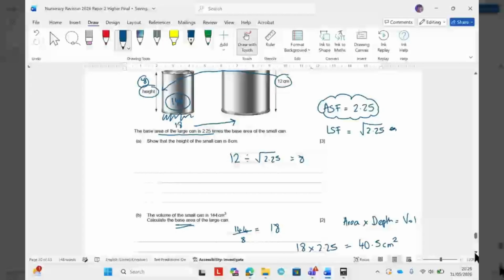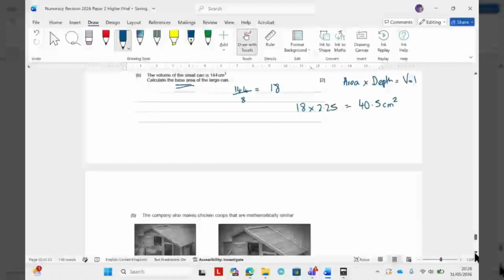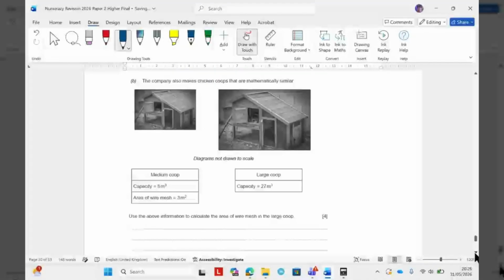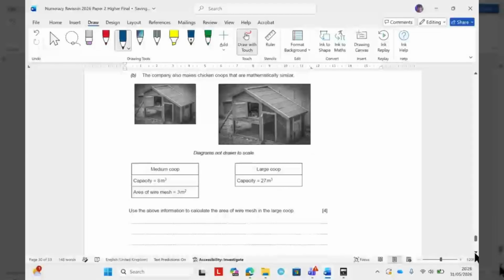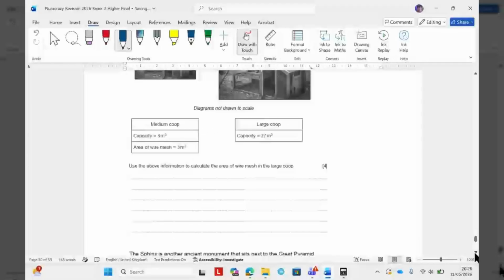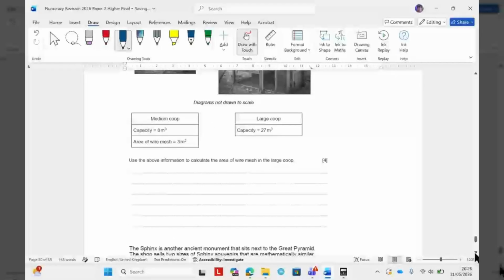Fab. Okay. We haven't had one yet where we've actually had to work out... maybe now. Oh, I love it. Love this, because this is just perfect. Medium and large coupe. Capacity is another word for volume. You can see it's in meters cubed. So by dividing these, that is my volume scale factor.